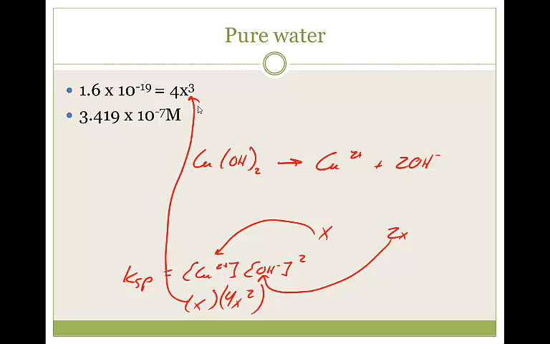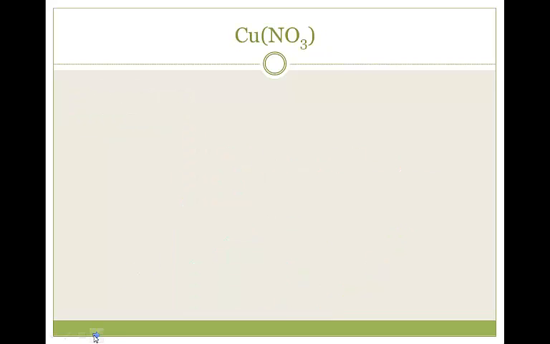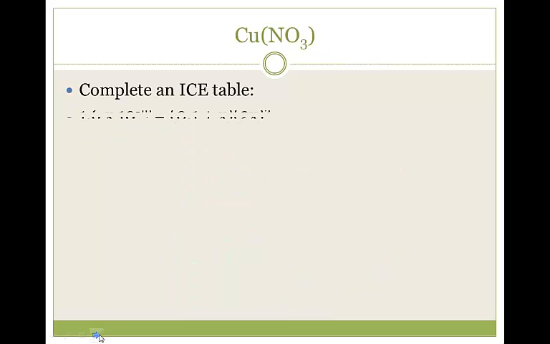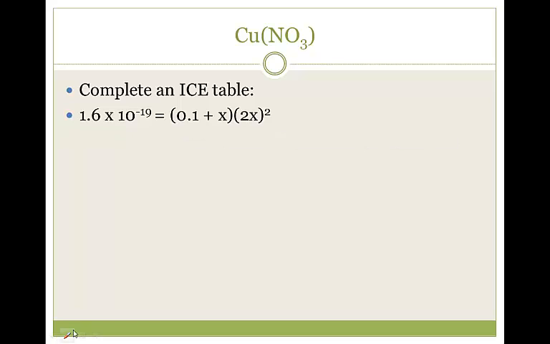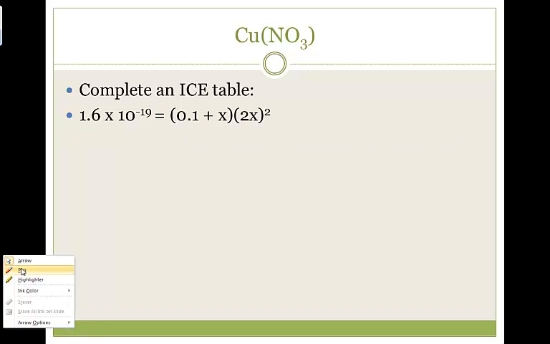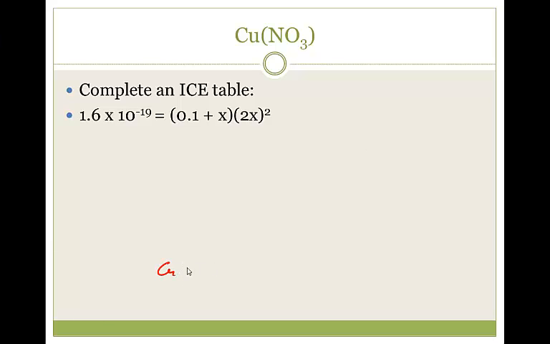So what we have been doing, you'll then use the Ksp that I gave you on the previous page to get to our solution of x right there. That's the solubility of copper 2 hydroxide in pure water. Now if we do this in copper 2 nitrate, we need to do an ice table. So what we're doing here is this time when we take our ice table, we'll go back to this.